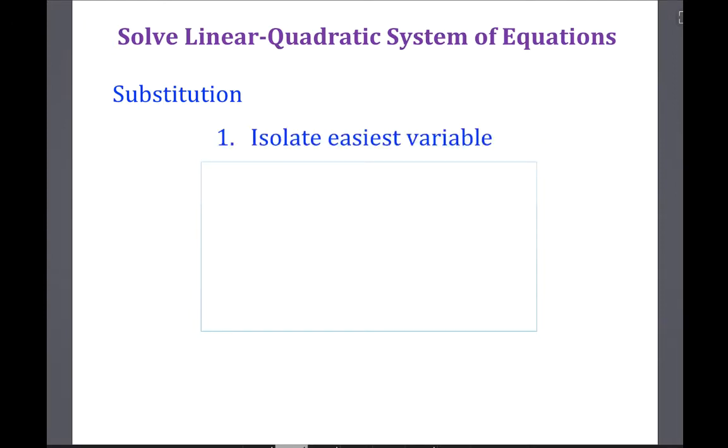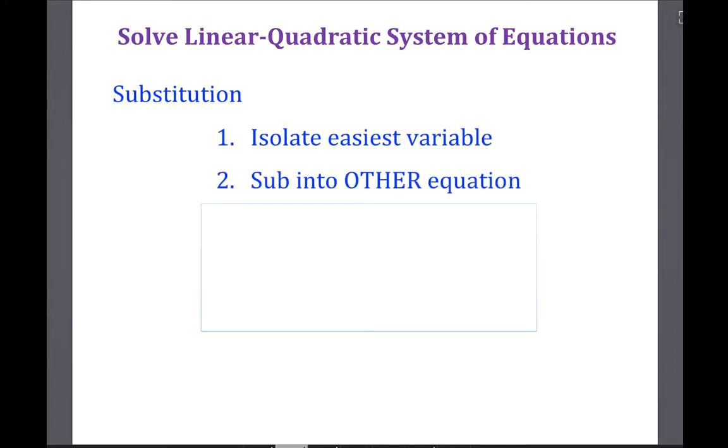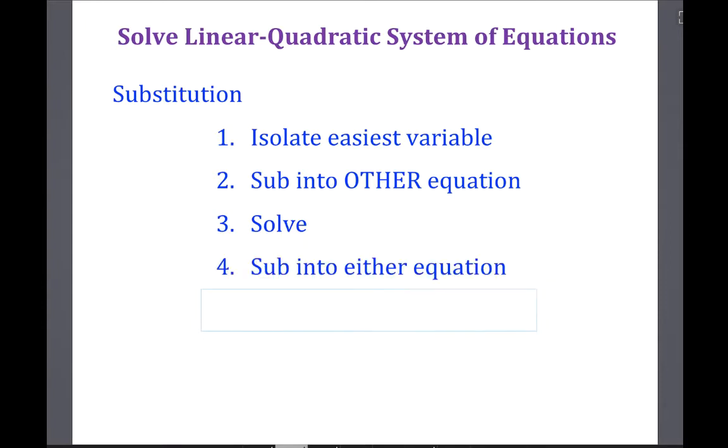So the way I like to approach this is I'll take a look at the two equations, pick the easiest looking equation, and then isolate for the easiest variable. Then, once I've isolated for the easiest variable, sub what you have into the other equation. Don't sub it back into the equation you just had. Solve. Then you're going to take that solution and sub it into either equation. It doesn't matter which one at this point. And then you're going to solve once more.